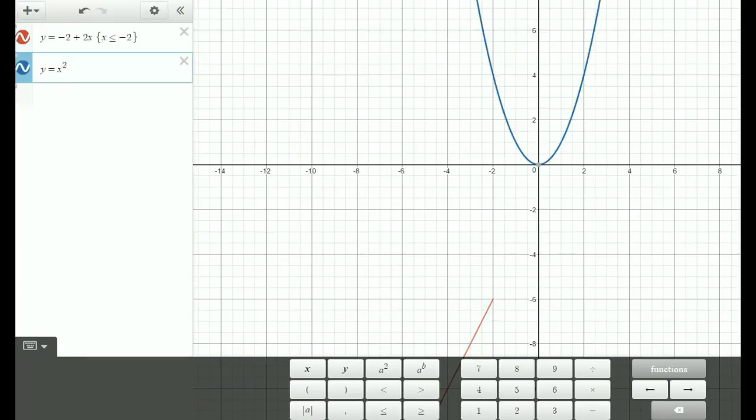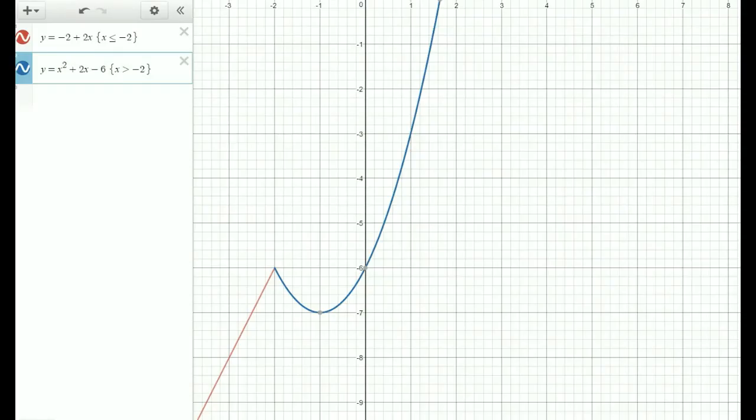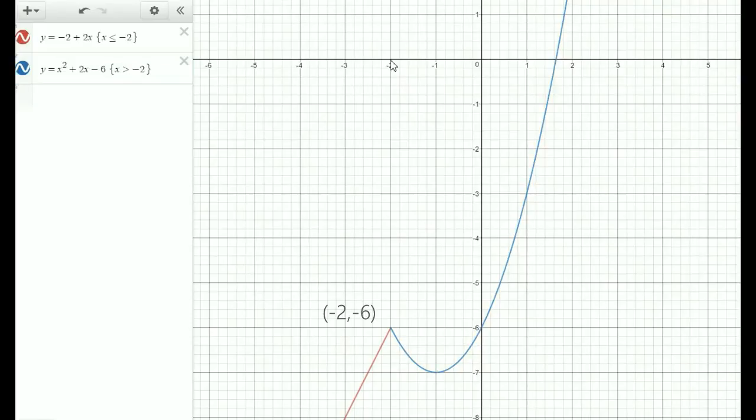If we graph this piecewise function and zoom in a bit, we see that at x equals negative 2, y equals negative 6, and that this graph is continuous. And lastly, the intermediate value theorem.